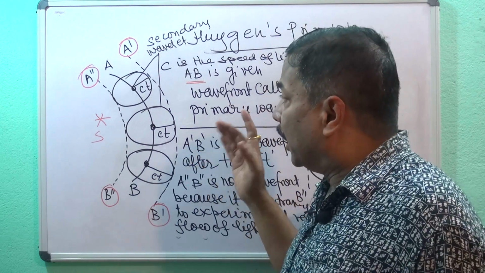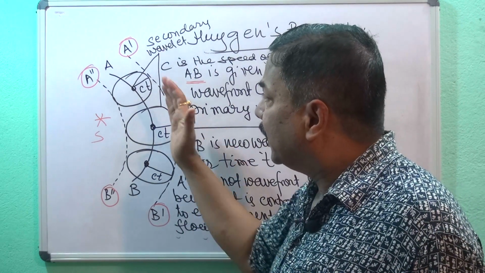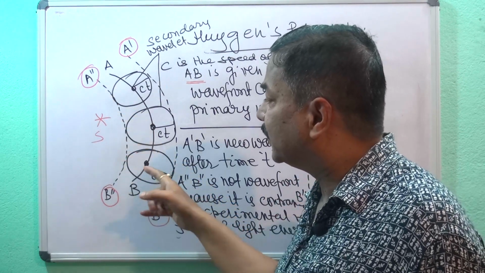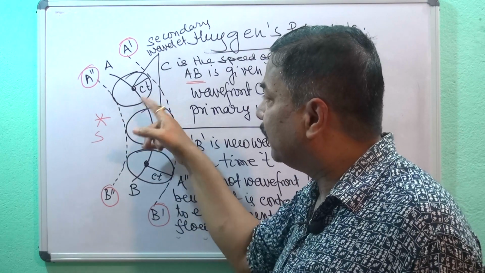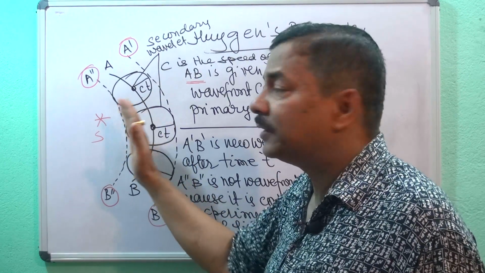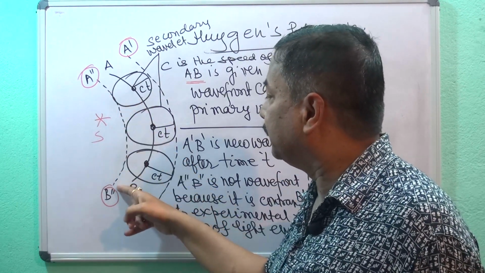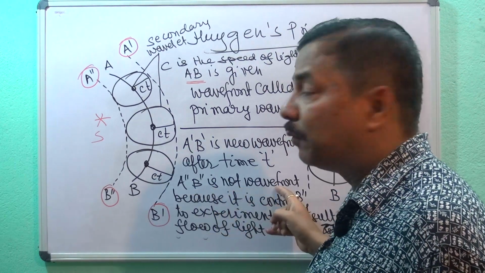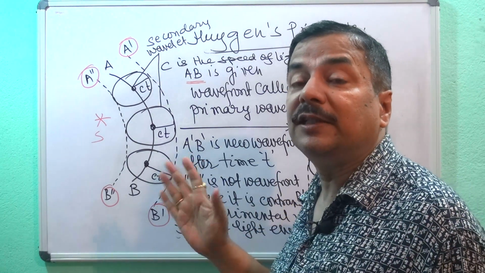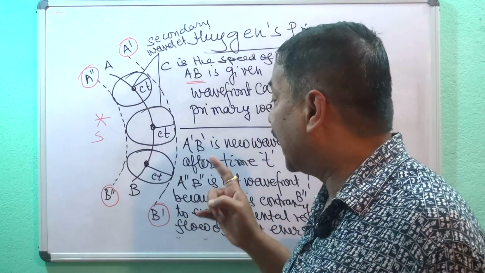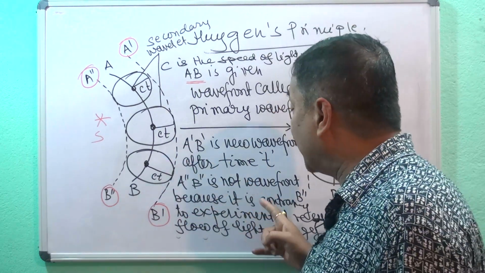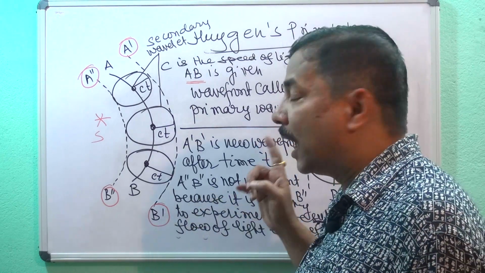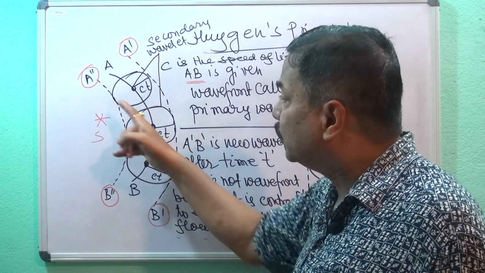So now the question arises: in this direction, there is also a surface touching these secondary wavelets from inside, in the reverse direction, A double dash B double dash. But A double dash B double dash is not the wavefront. Why? Reverse flow of light energy is not possible, and at the same time it is contrary to the experimental result. It does not match the experimental result. So Huygens suggested that this is not the wavefront.